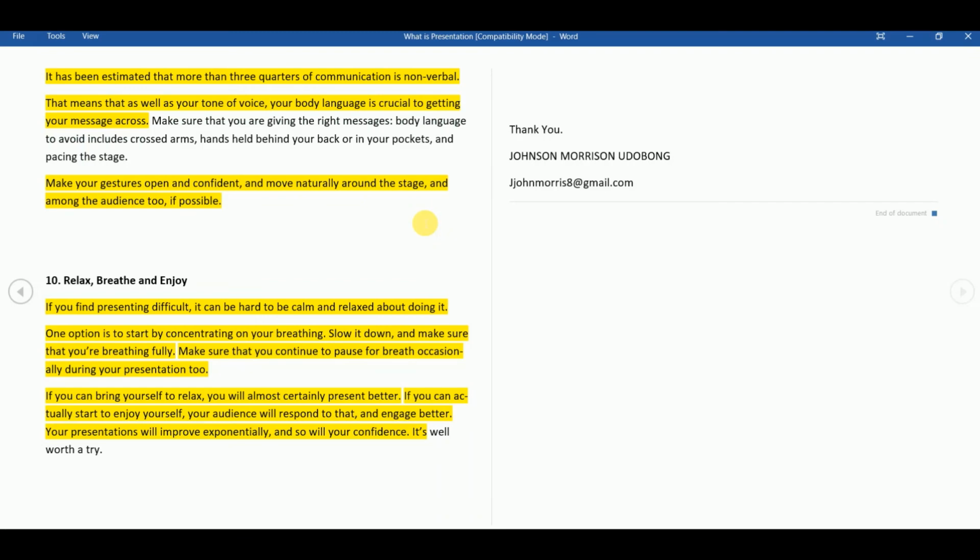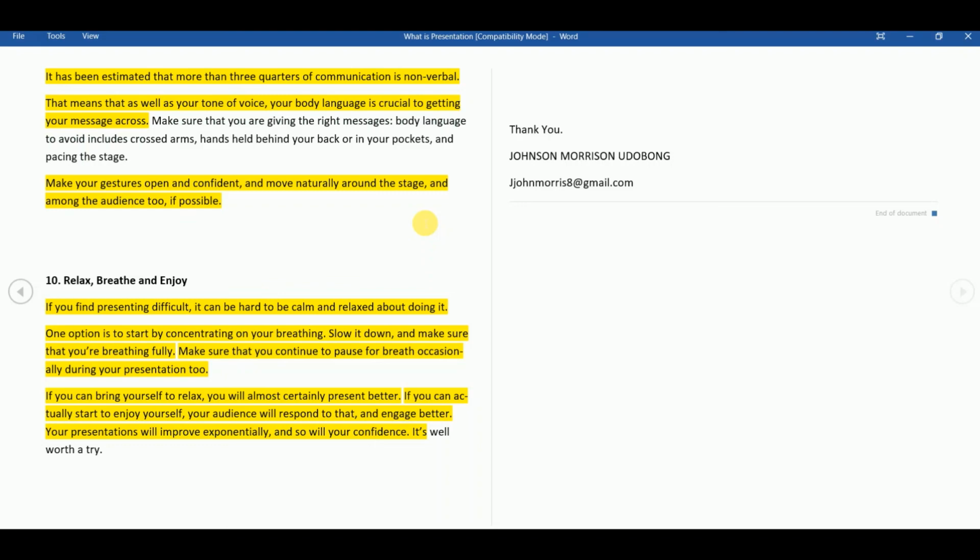The last one is you have to relax, you have to breathe, and you have to enjoy. If you find presenting difficult, it can be hard to be calm and relax about doing it. One option is to start by concentrating on your breathing, slow it down, and make sure that you're breathing fully. Make sure that you continue to pause for breath occasionally during your presentation too.